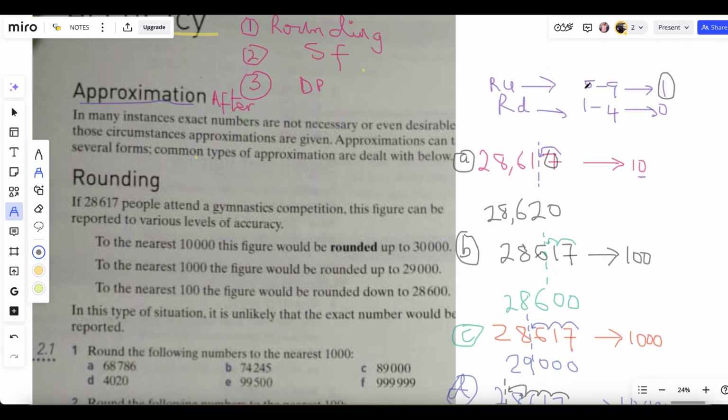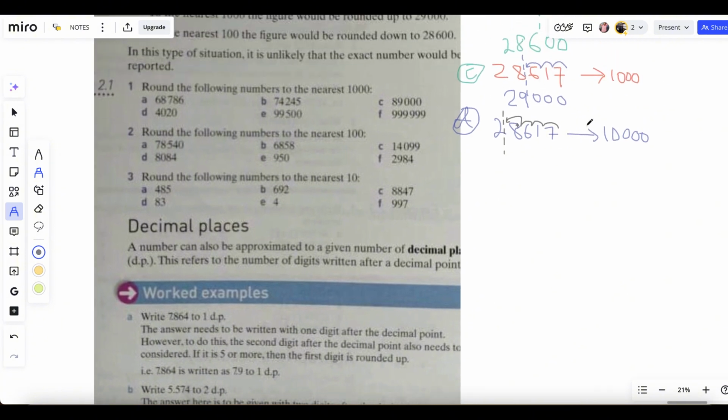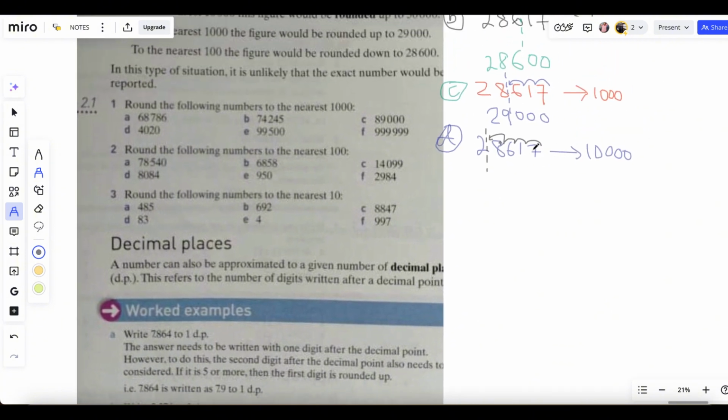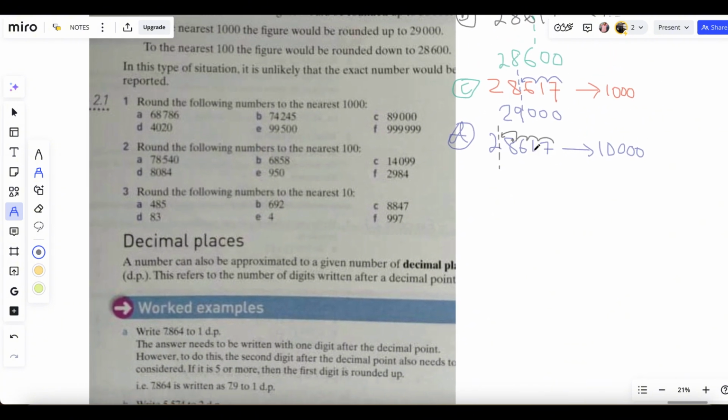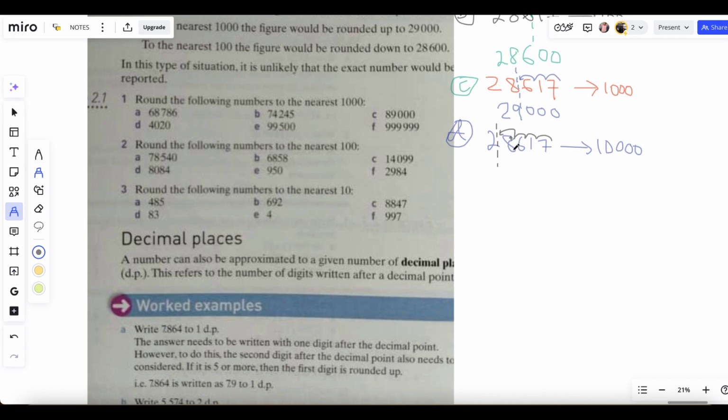Now you look at your round up condition. Numbers between 5 to 9, you round them up. Numbers between 1 to 4, you round them down. So we can simply round up this 8. We take 1 from 8, put it in 2, it becomes 3. Every other number on the right will become 0. So this will become 30,000.